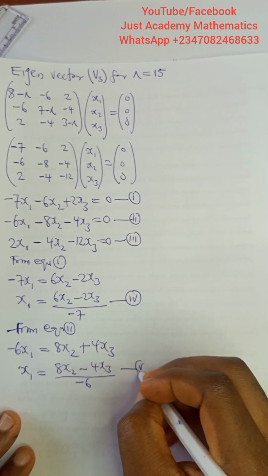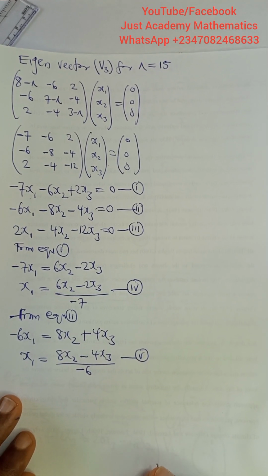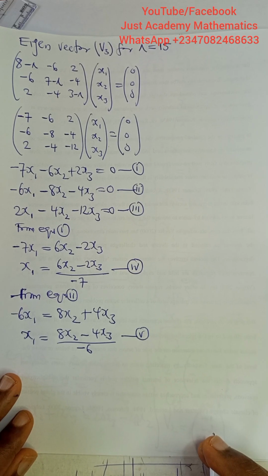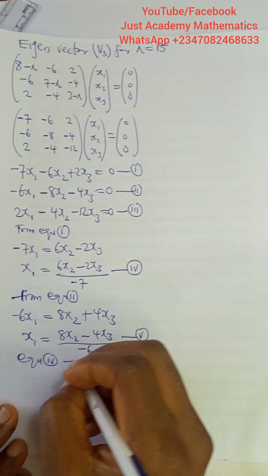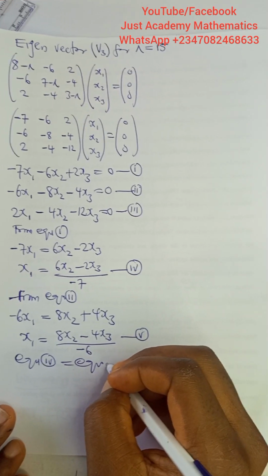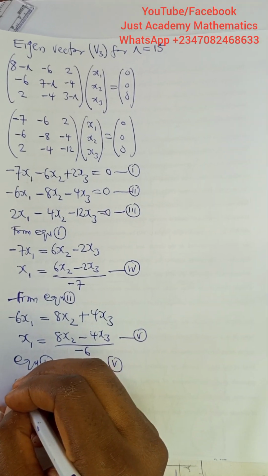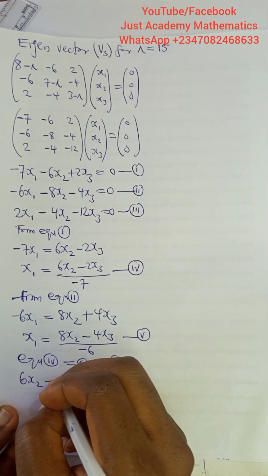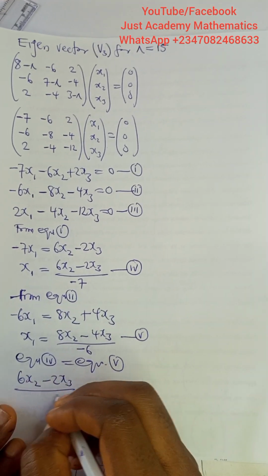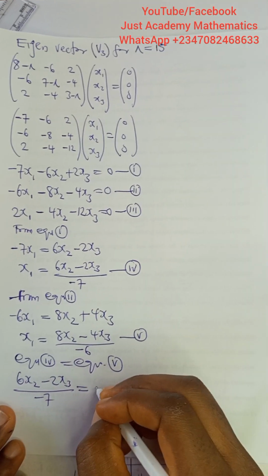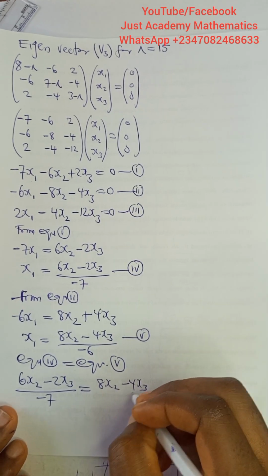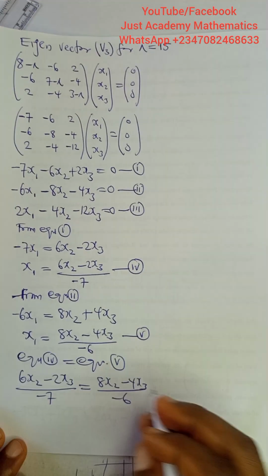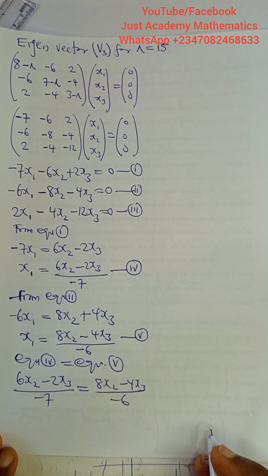minus 6. Equation IV and equation V, 4 and 5, are the same. Equation IV is equal to equation V. What I'm saying is that 6x2 minus 2x3 over negative 7 is the same thing as 8x2 minus 4x3 over minus 6. We can cross multiply now.